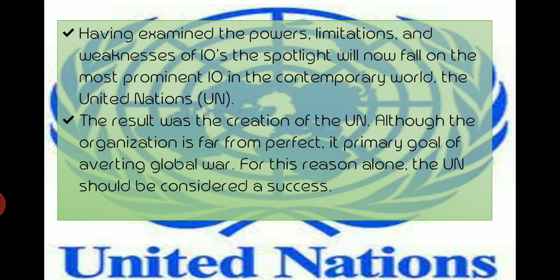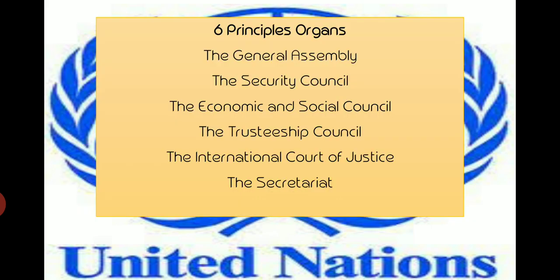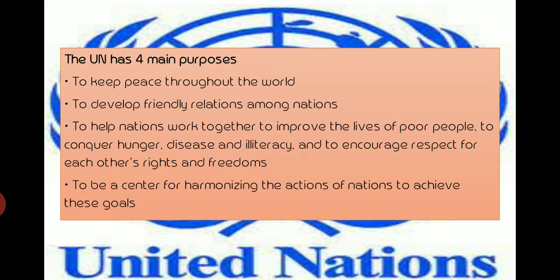So, to clearly understand the United Nations, let us learn more about it. So, the United Nations has 6 principal organs: the General Assembly, the Security Council, the Economic and Social Council, the Trusteeship Council, the International Court of Justice, and the Secretariat. So, at this point, we're going to discuss only the General Assembly and the Security Council as they have major responsibilities in regulating the United Nations. So first, let us discuss the purpose of the United Nations.